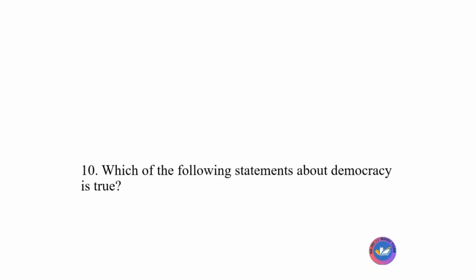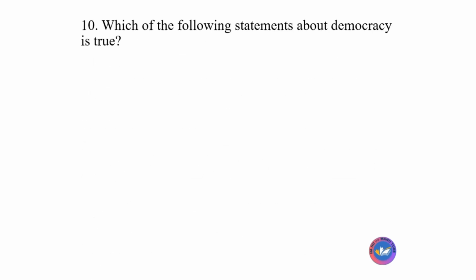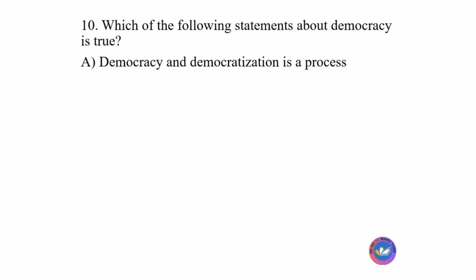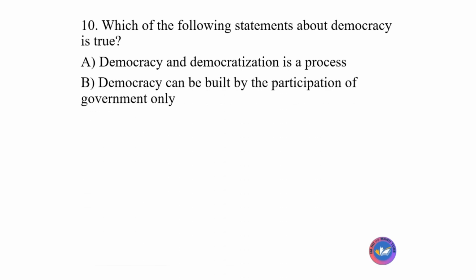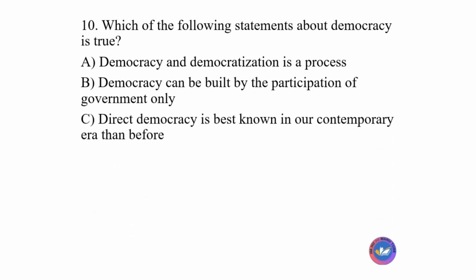Question number 10. Which of the following statements about democracy is true? A. Democracy and democratization is a process. B. Democracy can be built by the participation of government only. C. Direct democracy is best known in our contemporary era than before. D. None.